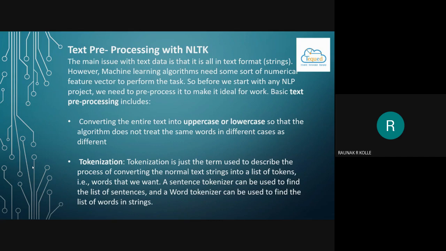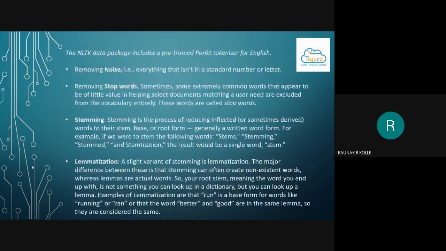Tokenization. Tokenization is just the term used to describe the process of converting normal text strings into a list of tokens, that is, words that we want. A sentence tokenizer can be used to find the list of sentences, and a word tokenizer can be used to find the list of words in a string. The NLTK data package includes a pre-trained Punkt tokenizer for English, which can be used for removing noise, that is, everything that isn't a standard number or letter.